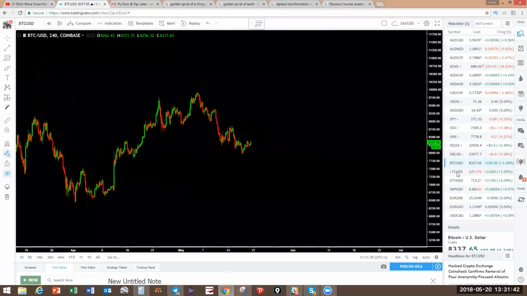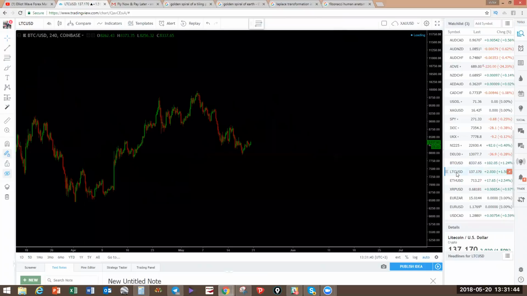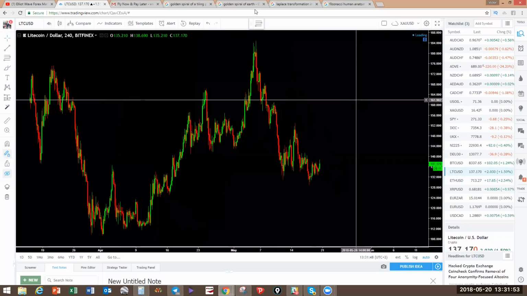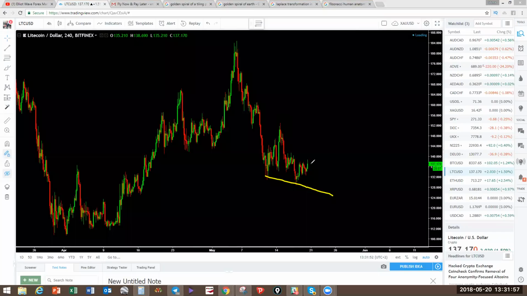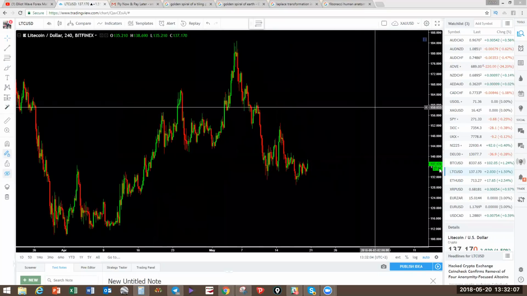Litecoin, similar. Litecoin, also look out for this V pattern that is playing out here. You're going to get a 3-wave bounce. That bounce does not mean reversal. It's just a 3-wave bounce, and you can still get to the downside.